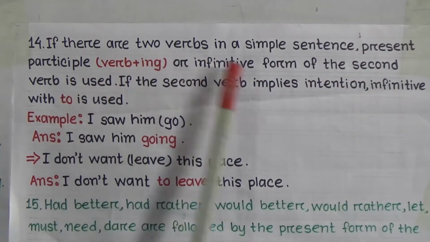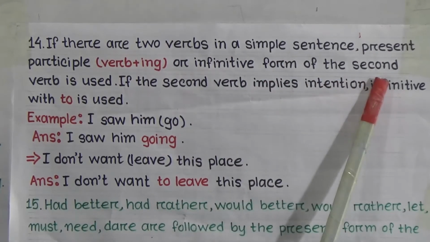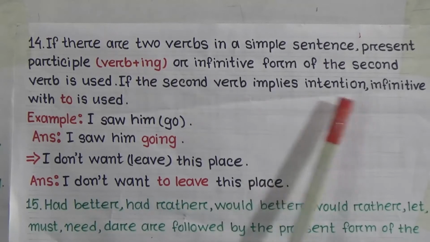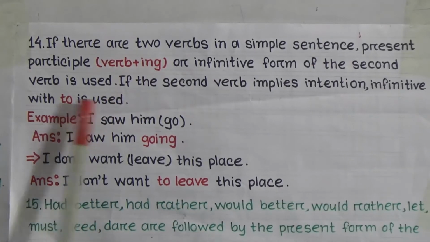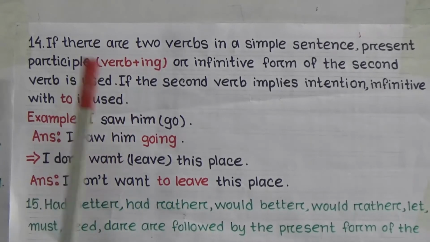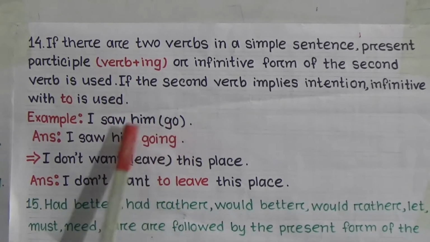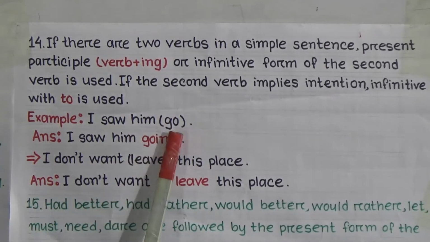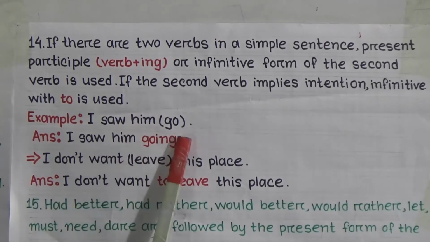Present participle or the infinitive form of the second verb is used. If the second verb implies intention, infinitive with to is used. So look at this example. Here we find two verbs. Two verbs are given in this sentence. I saw him go.